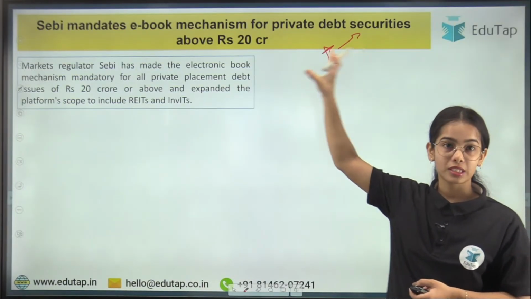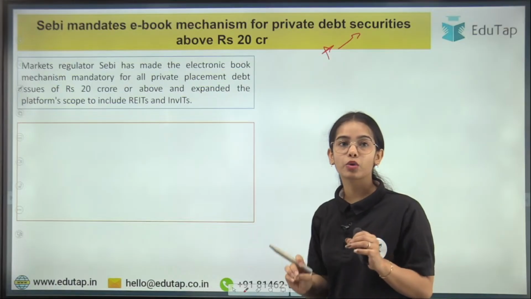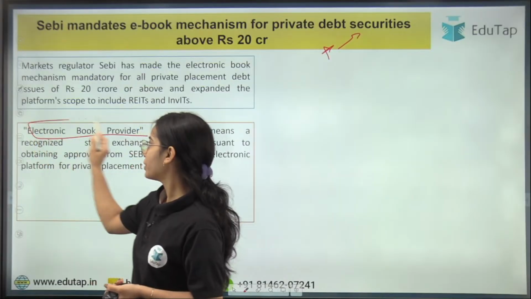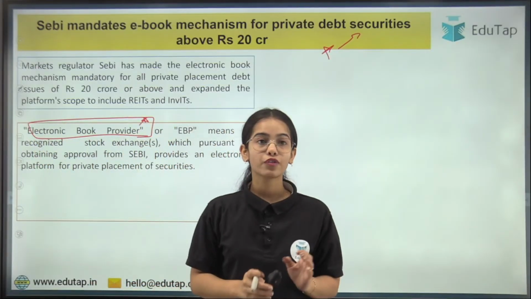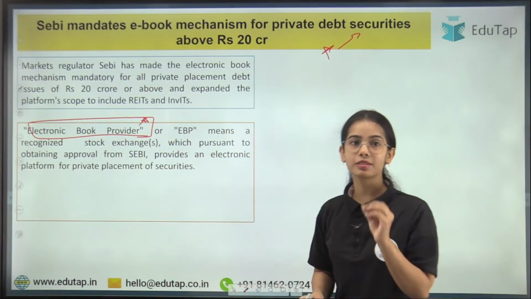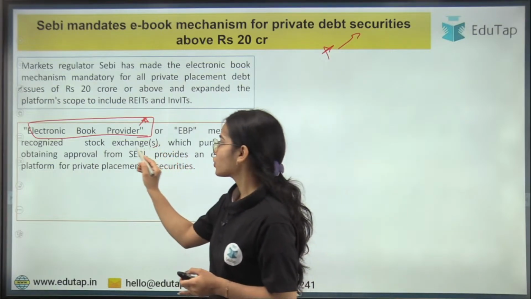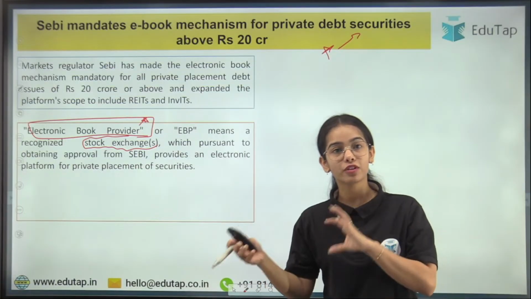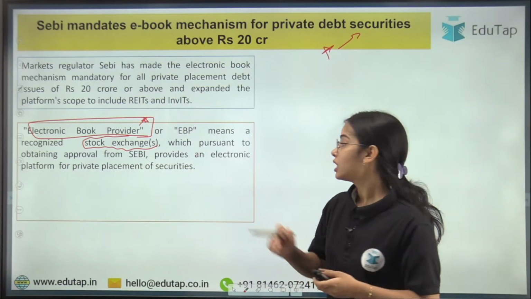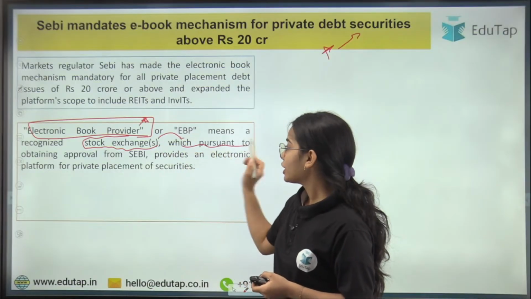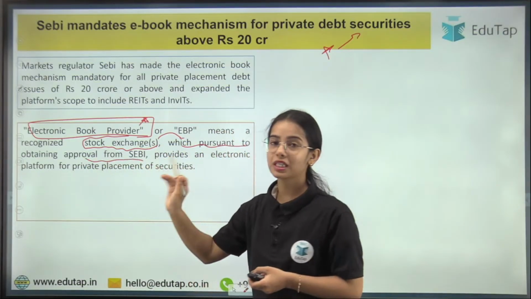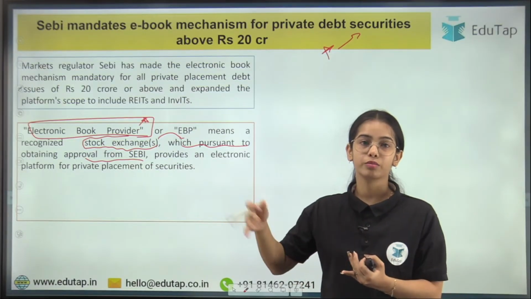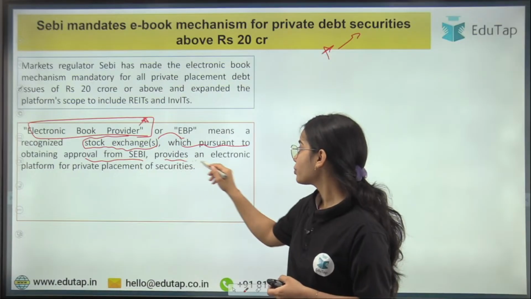But before going towards this news article, let's understand about the electronic book provider and the electronic book platform. Okay, so first of all, electronic book provider, this means a recognized stock exchange. So a recognized stock exchange, that is the National Stock Exchange, Bombay Stock Exchange, they can work as the electronic book provider. Now they, pursuant to obtaining approval from the SEBI, but they will have to take the approval from the SEBI before providing the electronic book platform. Okay, it provides an electronic.